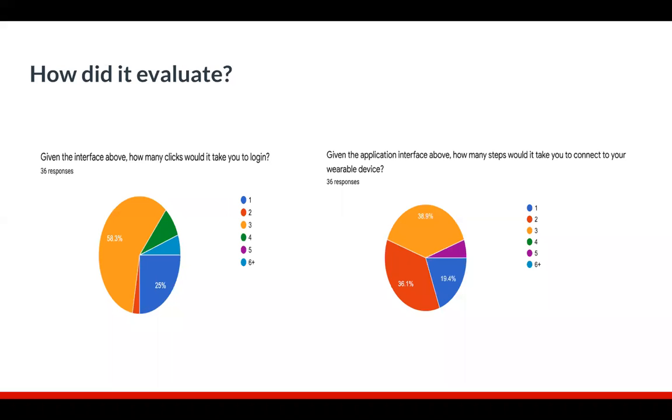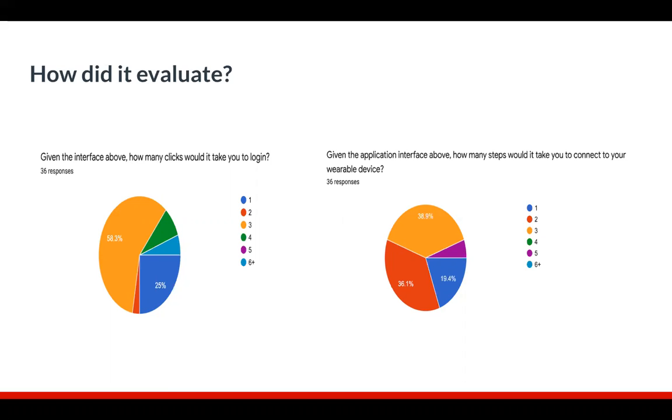So there were a number of things we had to consider with the evaluation process. We had to question how we would get a lot of people to use something that hasn't yet been created physically. So what we did is we created this survey that had the images that you just saw of our design.